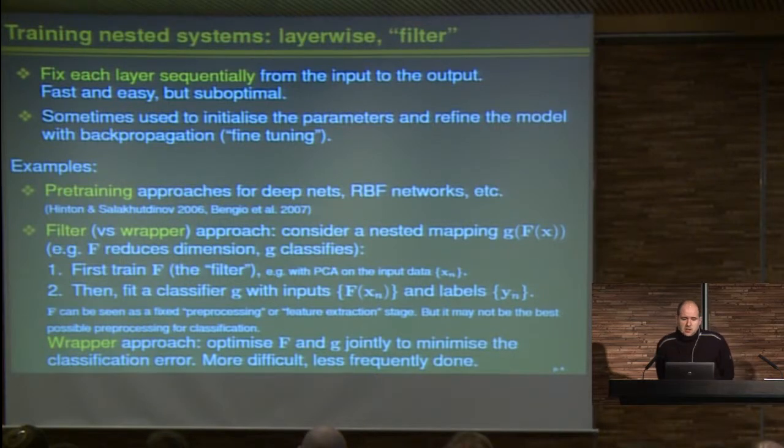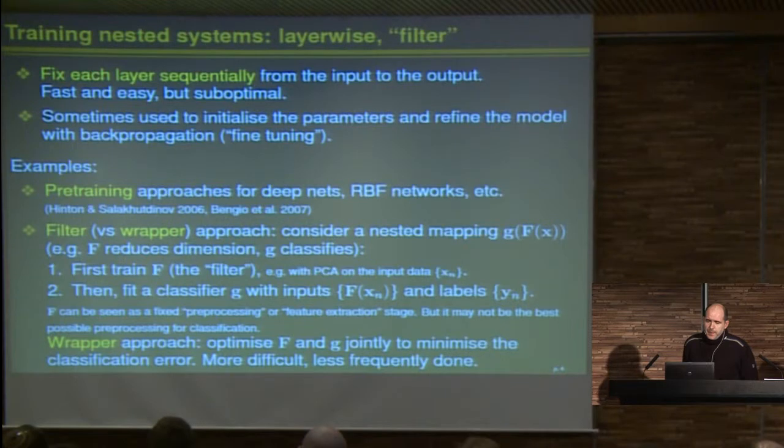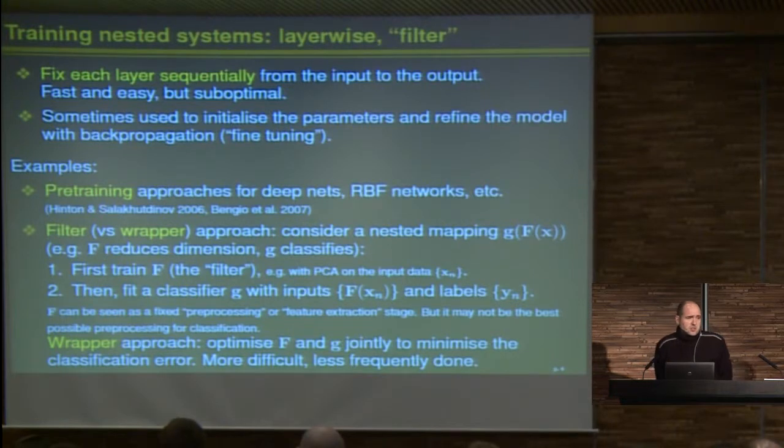So the general idea there is that first you train the function F, that is called the filter. And usually you do that in some way without even looking at the output sometimes. And then you fit a classifier G using the inputs coming from the pre-processing, from the filter, and the labels. So this function F can be seen as some kind of fixed pre-processing or feature extraction stage. It's decoupled from the optimization of the whole thing. And it may or may not work well, but in general it is suboptimal.